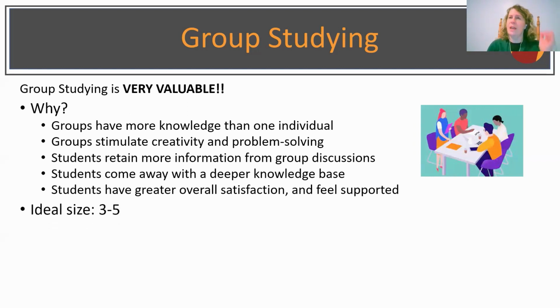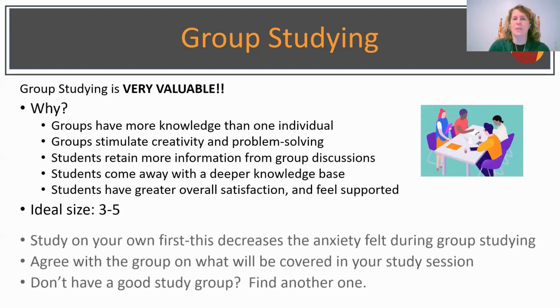They do say the ideal size is 3 to 5. So if you only have one other person to study with, that's what you have. But if you can find a third person, that's great. If you have 6 people, don't vote somebody off the island. But if the group gets too big, it's not going to be effective.